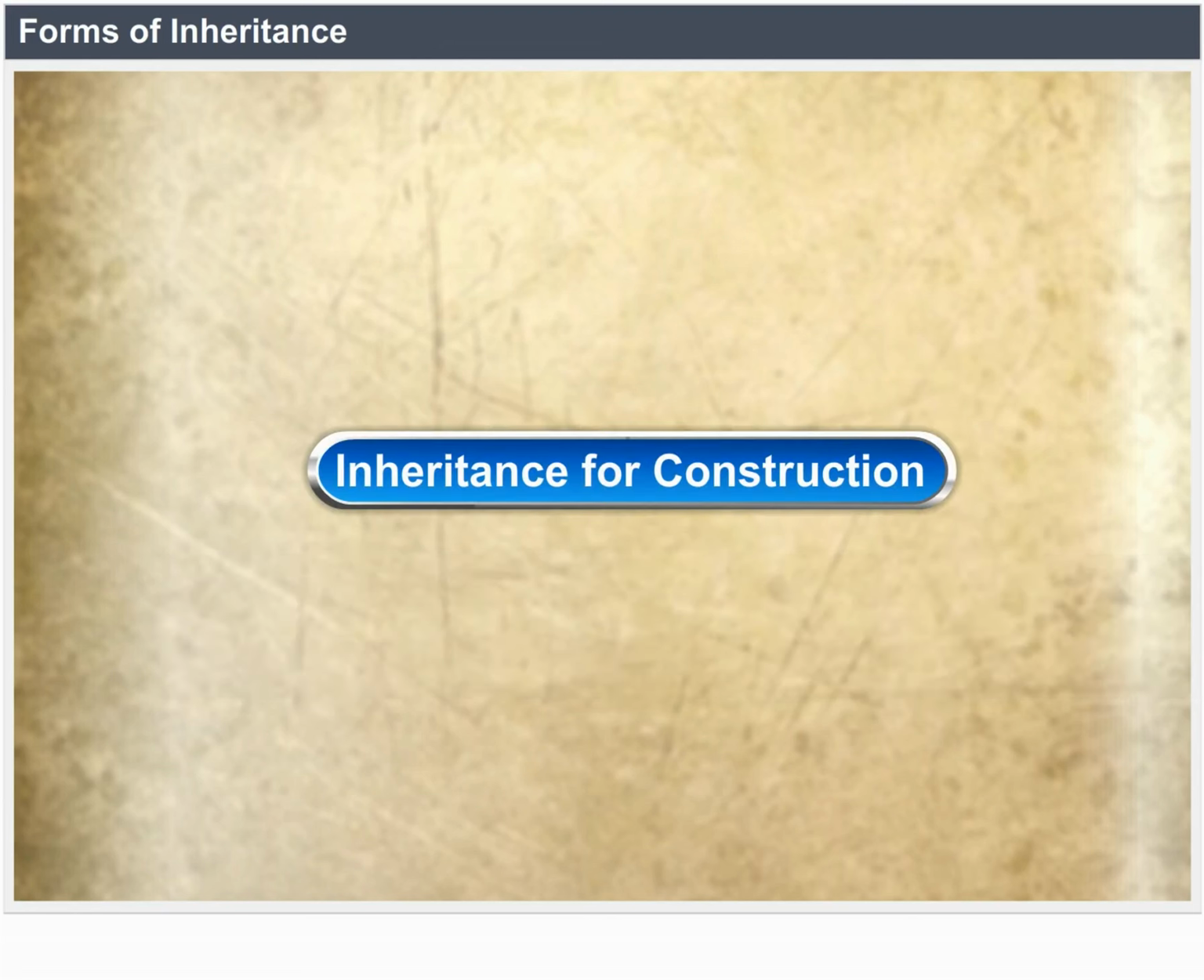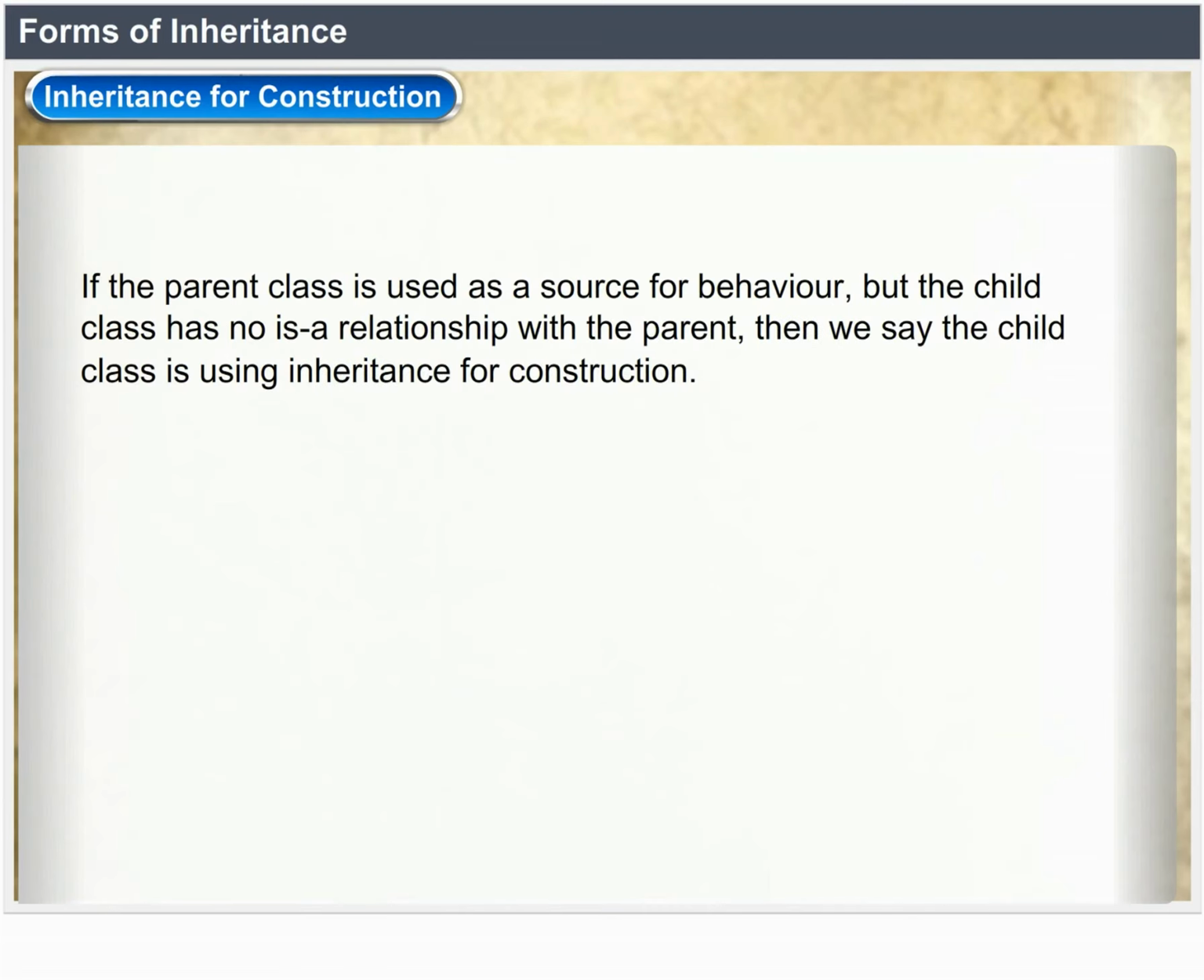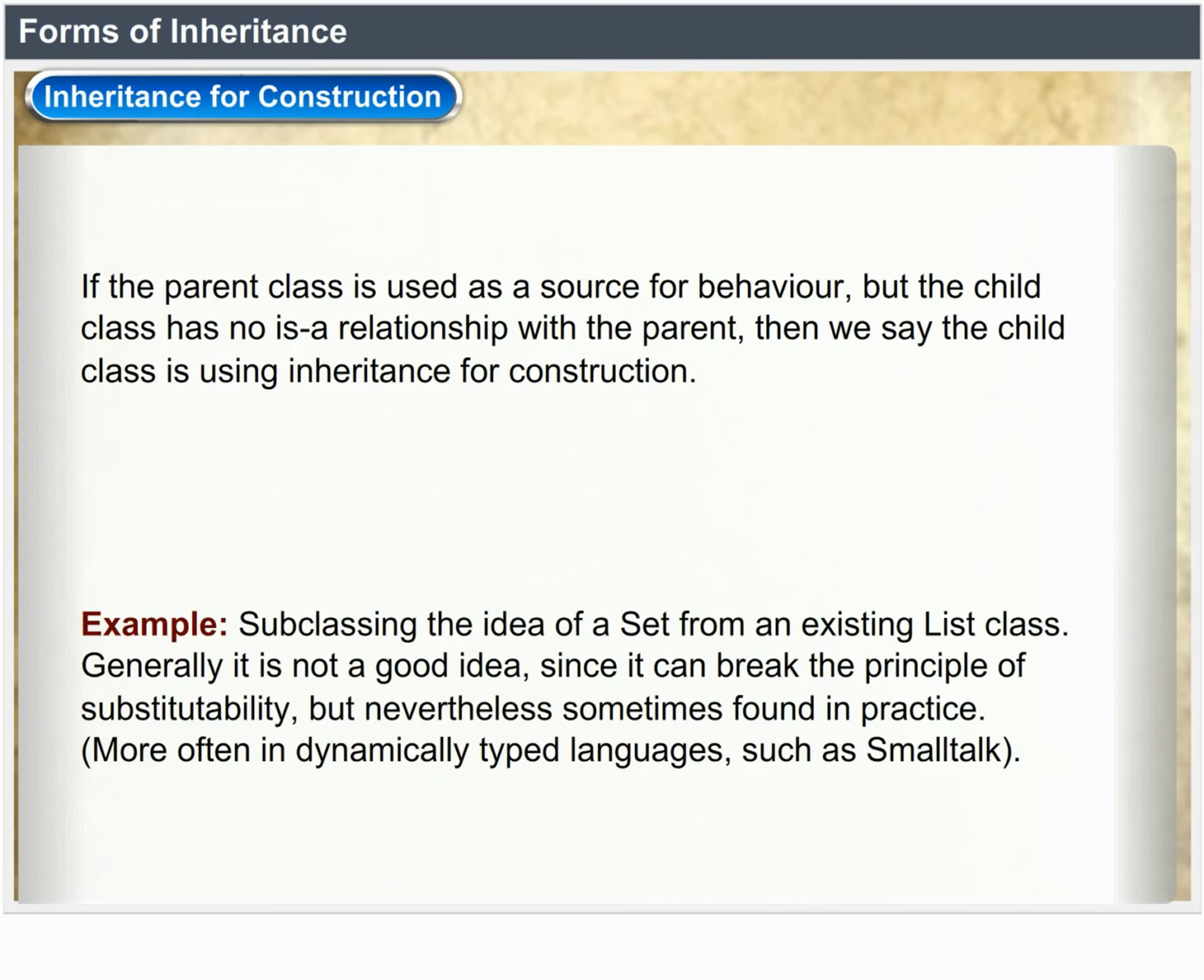Inheritance for construction. If the parent class is used as a source for behavior but the child class has no is-a relationship with the parent, then we say that the child class is using inheritance for construction. For example, subclassing the idea of a set from an existing list class. Generally, it is not a good idea since it can break the principle of substitutability, but nevertheless it is sometimes found in practice, more often in dynamically typed languages such as Smalltalk.